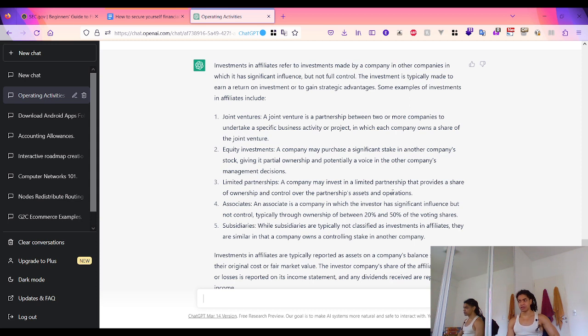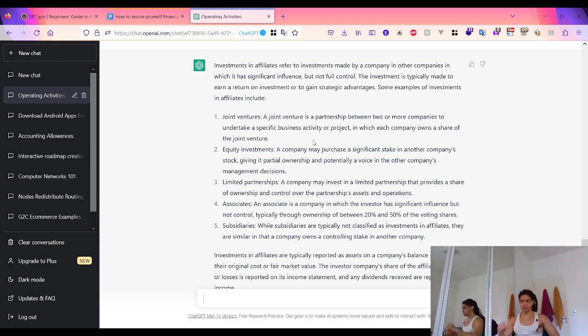A joint venture is a partnership between two or more companies to undertake a specific business activity or project in which each company owns a share of the joint venture. Equity investment. Joint ventures are a partnership between two or more companies to undertake a specific business activity or project.